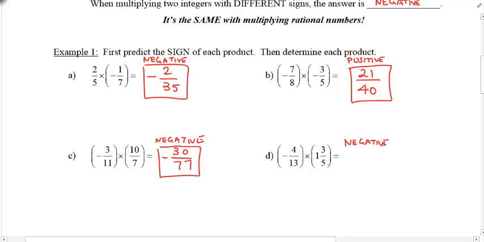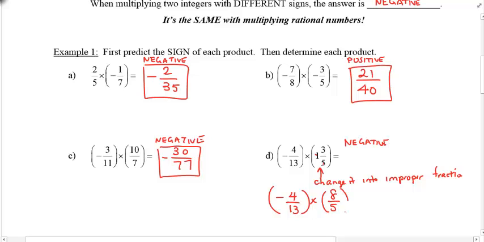My advice would be to change it into an improper fraction. So we'll keep the negative 4/13. This is now 1 times 5, which is 5, plus 3, which is 8. And now I can do the multiplication. 4 times 8, 32. 13 times 5, 65. Positive or negative? We said it was negative. So boom, we're done.